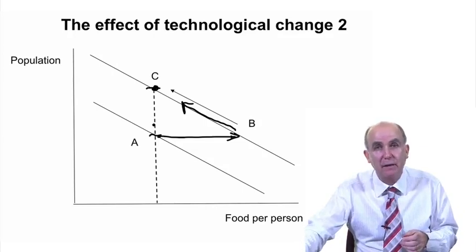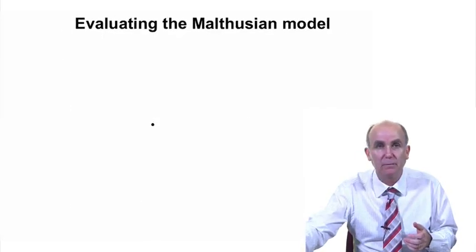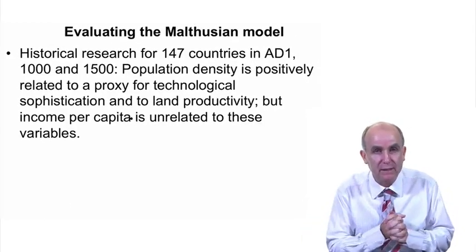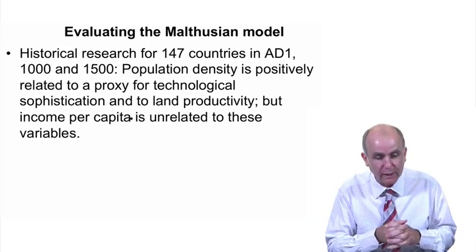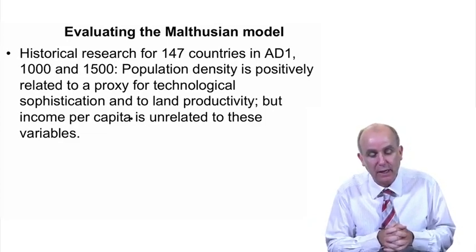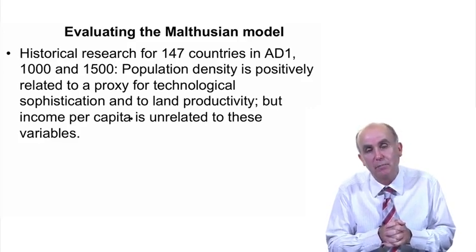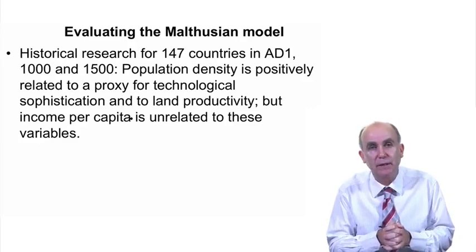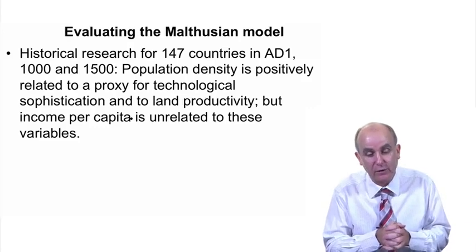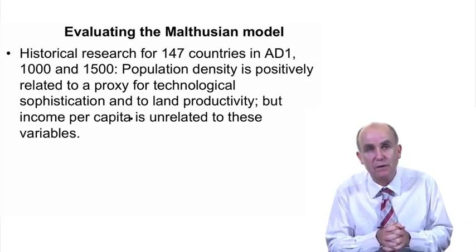What evidence do we have about the Malthusian model as an explanation for what was happening during this period of time? Well, in recent research by Quamrul Ashraf and Oded Galor, they looked at 147 countries in the years AD 1, 1000 and 1500. And they tested the idea that population could be related to technology or land availability or land quality, but that income per capita, food per person, shouldn't be related to that. And they found that for those 147 countries, that hypothesis was borne out.